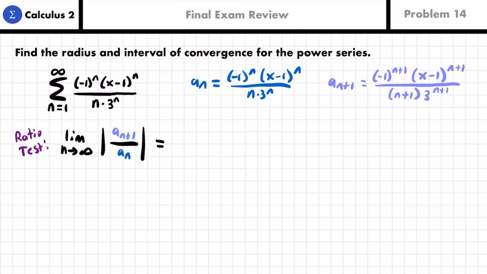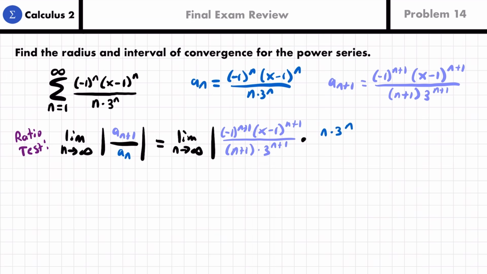Okay, so here's what that will look like. We'll have the limit as n approaches infinity of the absolute value of a sub n plus 1, so negative 1 to the power of n plus 1 times x minus 1 to the power of n plus 1, and then that is divided by n plus 1 times 3 to the power of n plus 1. And then that would be divided by a sub n, but like I said, instead of dividing by that fraction, I'm going to multiply by its reciprocal, and that will accomplish the same thing. So just flip the numerator and denominator, and then multiply. So we have n times 3 to the power of n divided by negative 1 to the power of n times x minus 1 to the power of n.